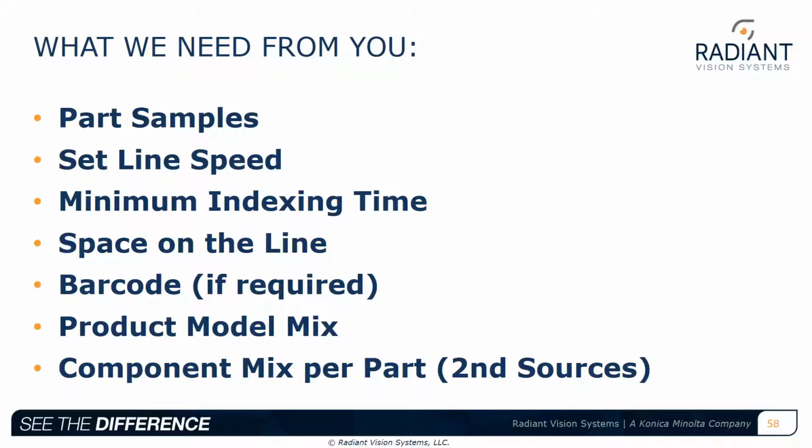For barcode reading, if it's required, the barcode location should be consistently positioned and unobstructed. For product and model mixing, up to 4 similar part variations per line for adequate product model mix. The component mix per part would be associated with second sourcing. Essentially, our engineering group just needs to see some samples of what the second sourcing could look like for evaluation. There is quite a bit of mix that's allowed for this, but there is a requirement that there be a distinct luminance change between the components, and we just need to know that beforehand.